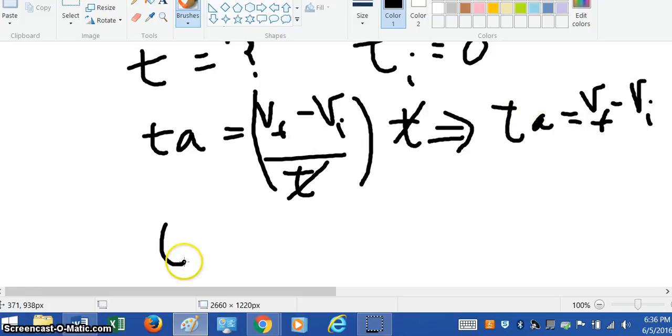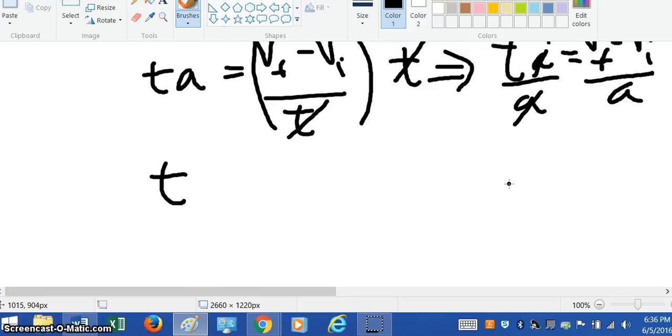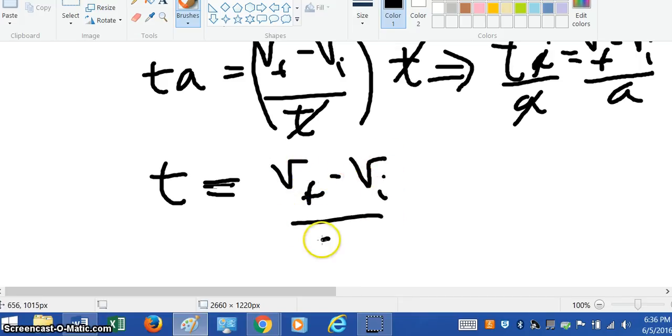So we're going to divide both sides by the acceleration. Divide the whole thing by acceleration, and the accelerations cancel on this side, and then everything is in terms of just the time. So the time is equal to v final minus v initial divided by the acceleration. And all that we know.